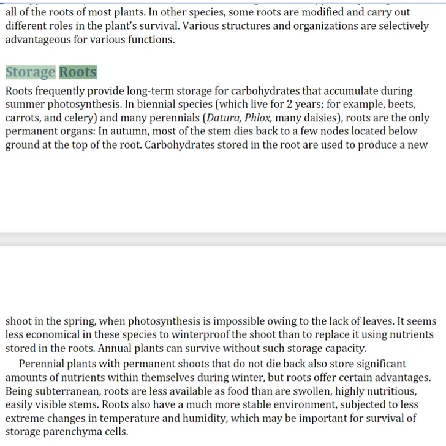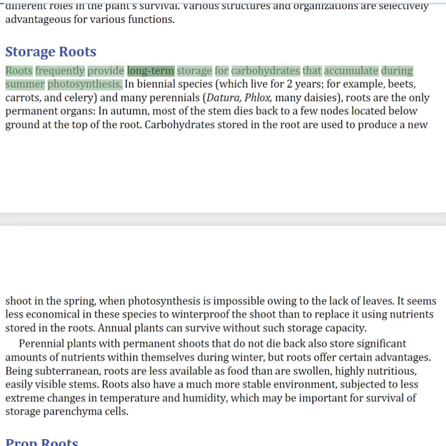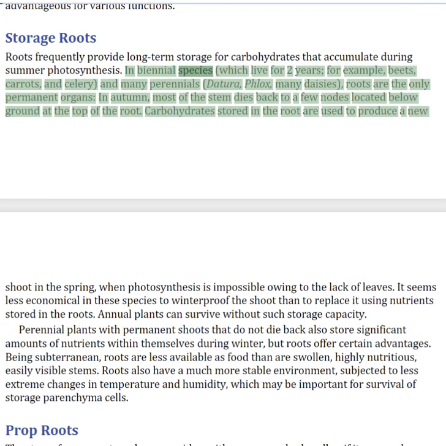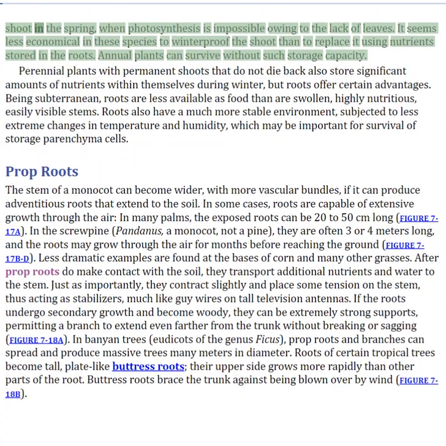Storage roots. Roots frequently provide long-term storage for carbohydrates that accumulate during summer photosynthesis. In biennial species and many perennials, roots are the only permanent organs. In autumn, most of the stem dies back to a few nodes located below ground at the top of the root. Carbohydrates stored in the root are used to produce a new shoot in the spring, when photosynthesis is impossible owing to the lack of leaves.